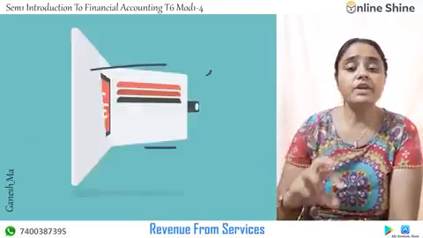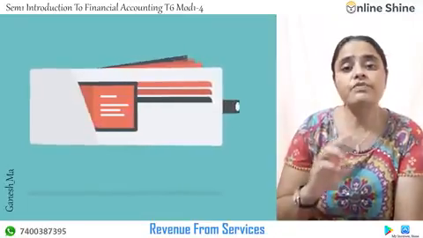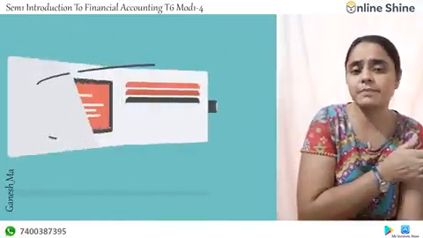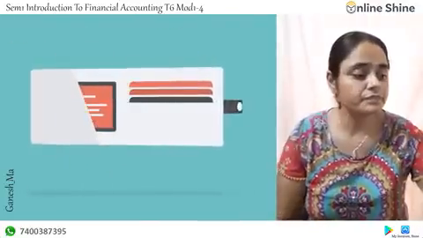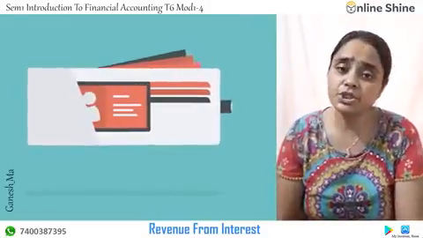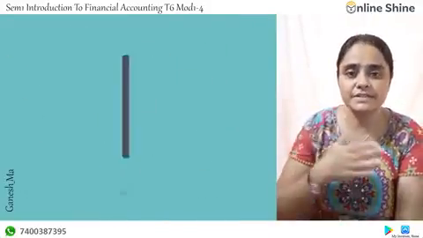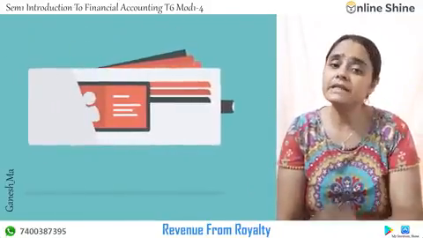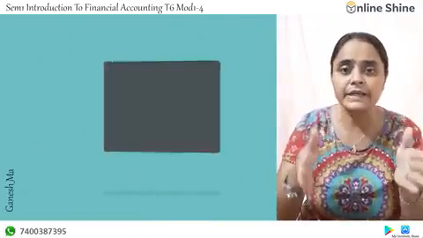On the other hand, revenue from services should be recognized in one of 2 ways. Either you can recognize revenue from services on a proportionate basis or on a completion method basis. There are 2 methods. Revenue from interest should be recognized on a timely basis: 1 month interest, 2 months interest, 3 months interest, 6 months interest, full year interest, on that basis. Revenue from royalty has to be determined based on the terms of the royalty agreement.